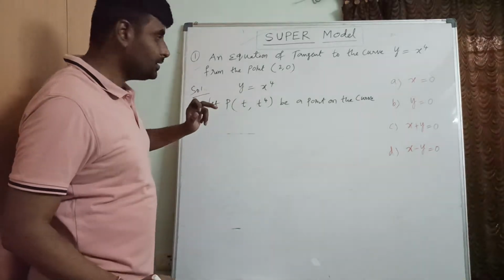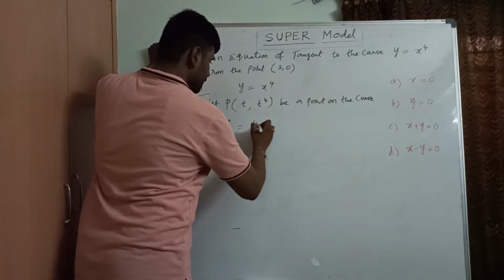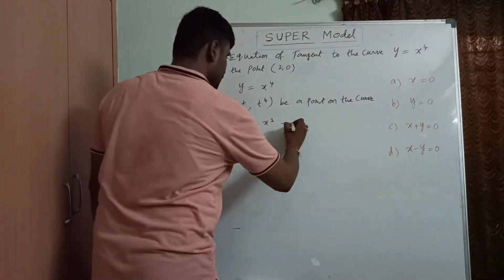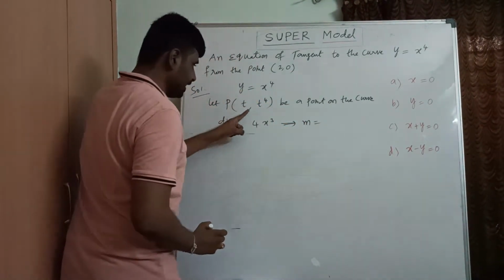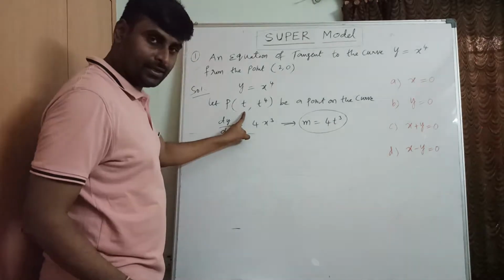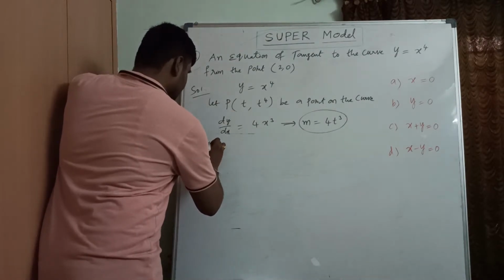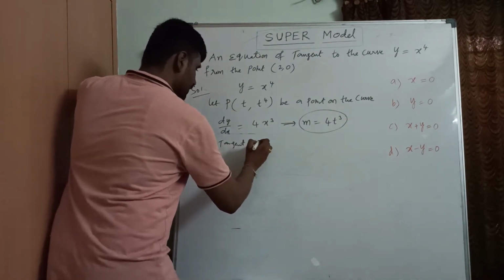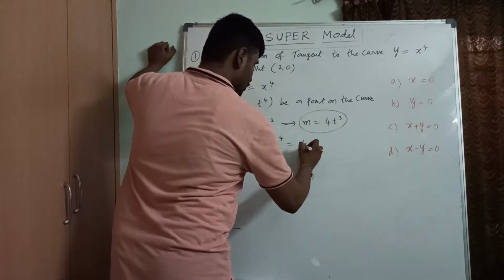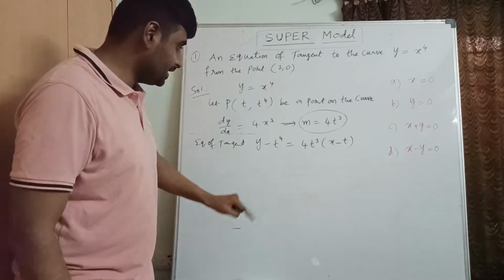So t power 4, right? Now derive this one, dy by dx, so 4x cube. Now let us substitute this point, then we'll get the slope. If I substitute t, the slope is 4t cube. So this is the slope, this is the point. Now let us find the equation of tangent: y minus y1 equals m into x minus x1, that is, y minus t power 4 equals 4t cube into x minus t. This is the equation of tangent.